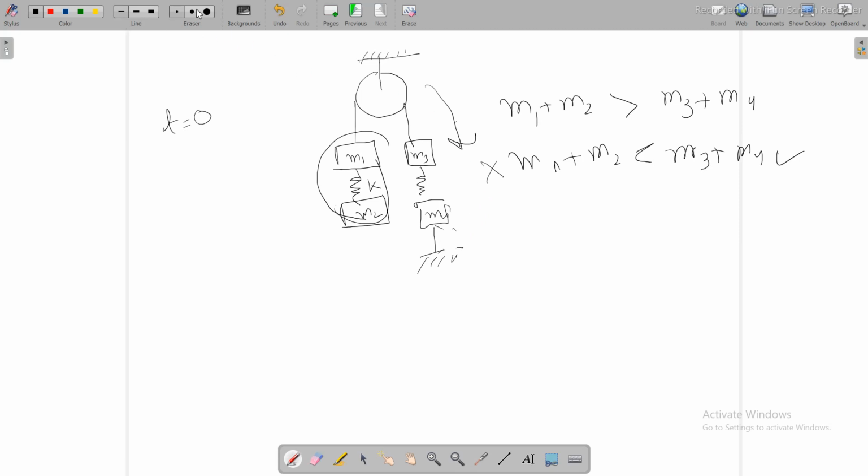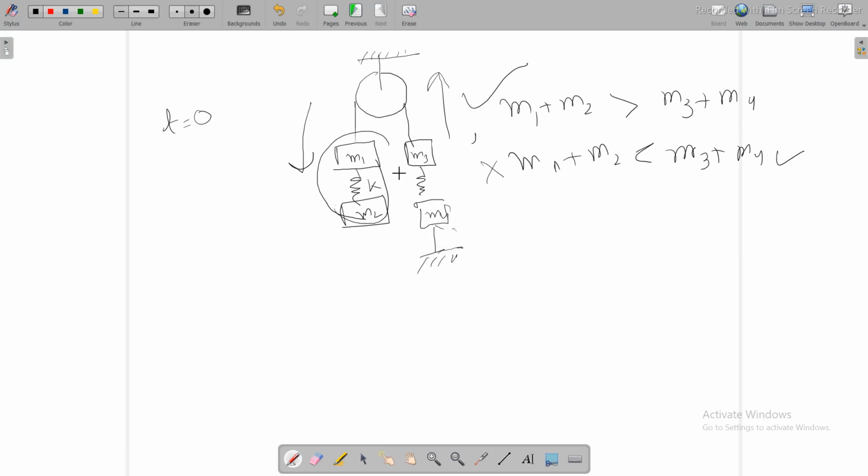So we know that the only possible condition will be this one. Therefore there will be a motion in this direction. So m1 and m2 are going in this direction, and m3 and m4 are also going in the upward direction. Then due to the attachment of the string, this is in equilibrium.